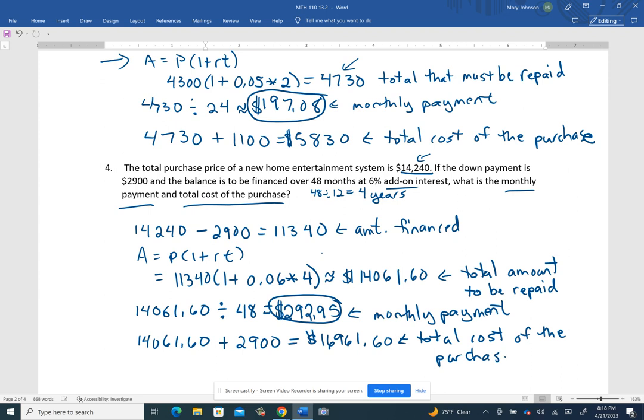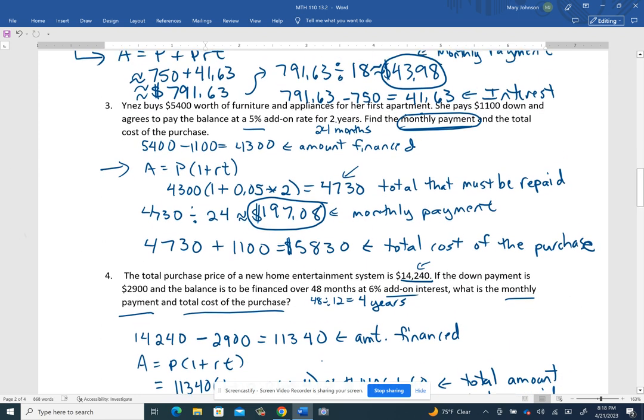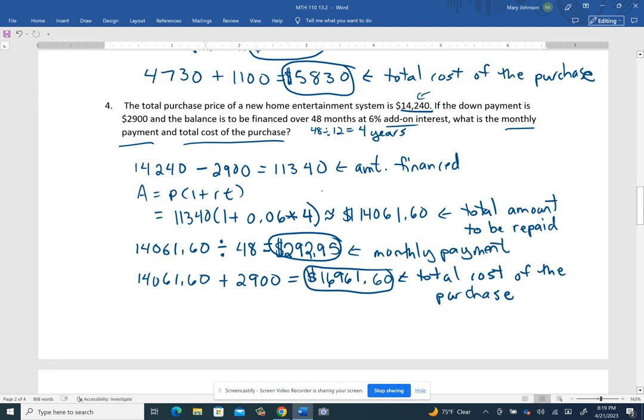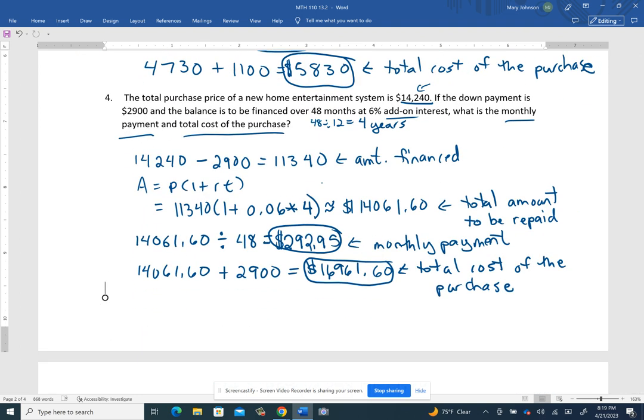All right, so it's important that you read what you're being asked for, because they might ask you just for the amount financed, or they might ask you for the interest. So you have to pay attention to what they really want. Both 4 and 5 wanted the monthly payment and then the total cost of the purchase. So where it said monthly payment, I'd put $197.08. Total cost of the purchase would be the $5,830. Same deal here, same type of thing on number 4.